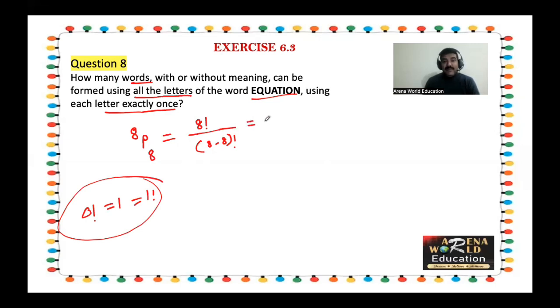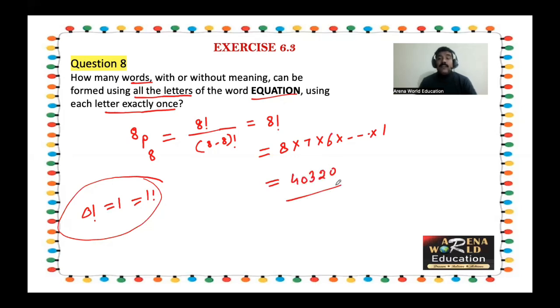So this will be 8 factorial only. And 8 factorial, how we had solved this in exercise 6.1, not 6.1, it was in 6.2. So 8 into 7 into 6 and so on up to 1. So I'm writing the final answer. It is 40320, means 40,320. So that will be the answer for question number 8.